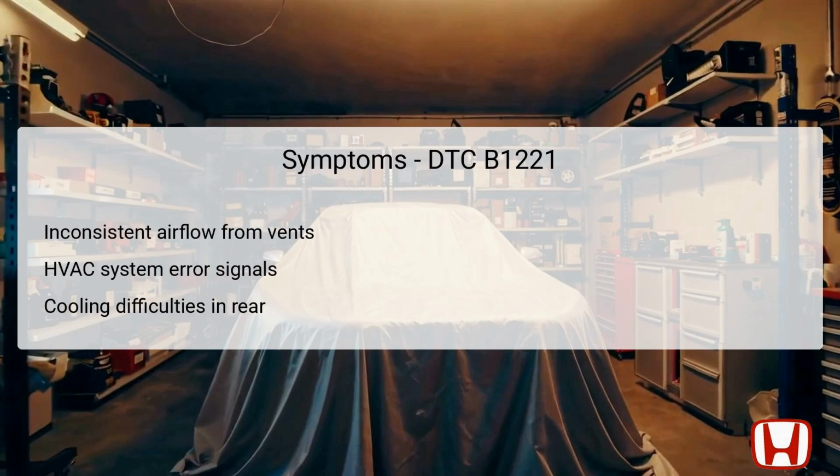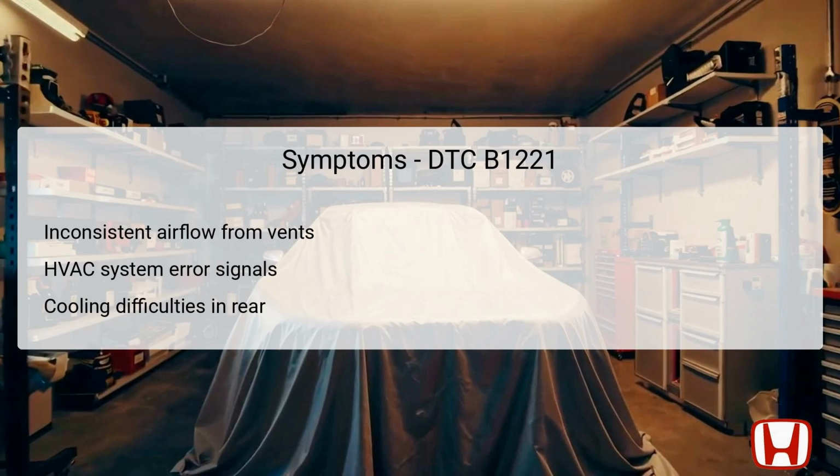control system. The symptoms of DTC B1221 can be quite noticeable, particularly regarding airflow inconsistency. Drivers and passengers may experience inadequate cooling or heating from the rear vents, leading to discomfort. In some cases, the HVAC system might display error signals indicating that it cannot perform its climate control functions effectively.